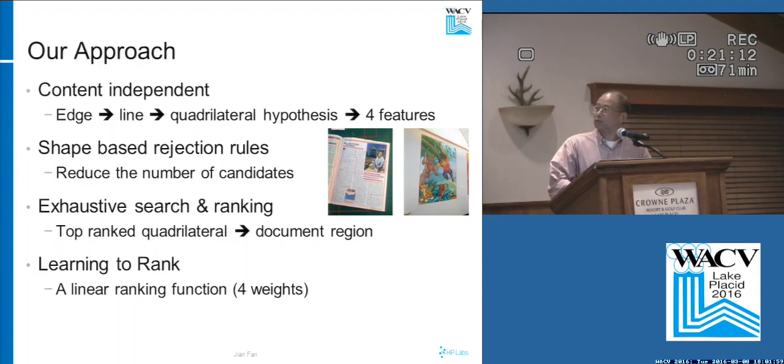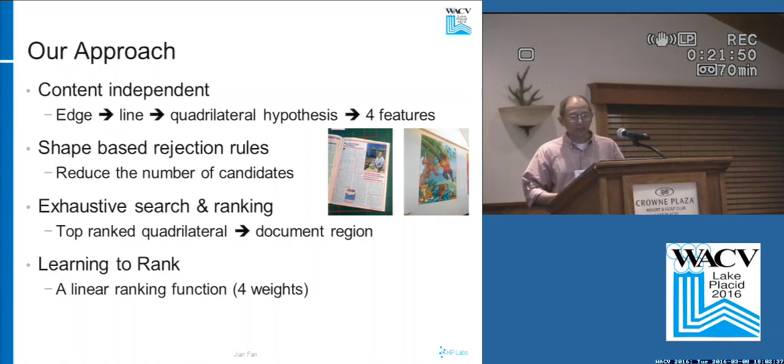That type of document could have all kinds of arbitrary content, so it's very difficult to make any assumption about the contents. So basically, our approach is content independent. Being content independent, we have to start with edge detection and line detection. From the lines we detect, we can create quadrilateral candidates, and for each quadrilateral candidate, we can construct 4 features.